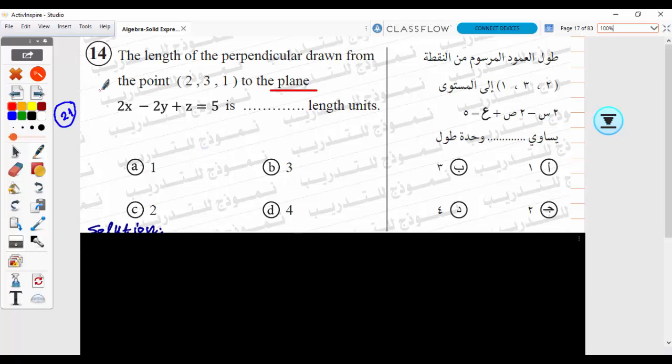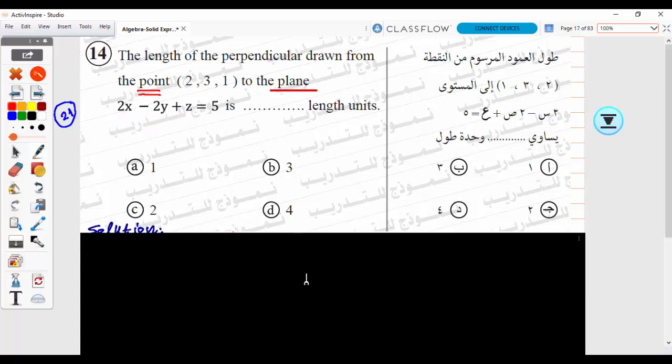Question number 14: the length of the perpendicular drawn from the point (2, 3, 1) to the plane 2x minus 2y plus z equals 5 is... Here the question is about the length of the perpendicular drawn from a point whose coordinates are 2, 3, and 1 to the plane 2x minus 2y plus z equals 5.